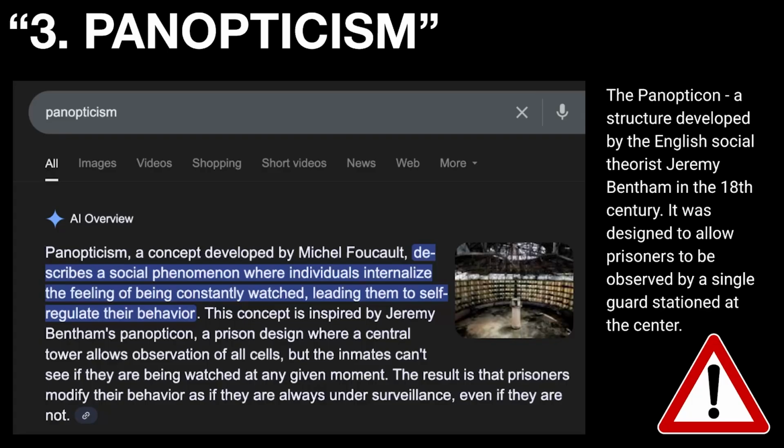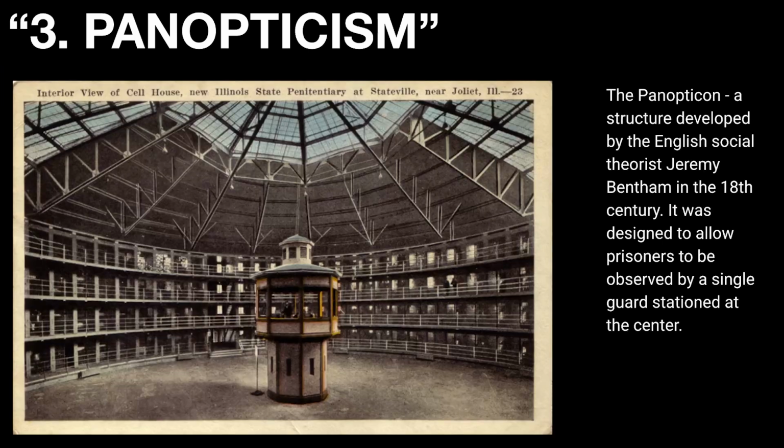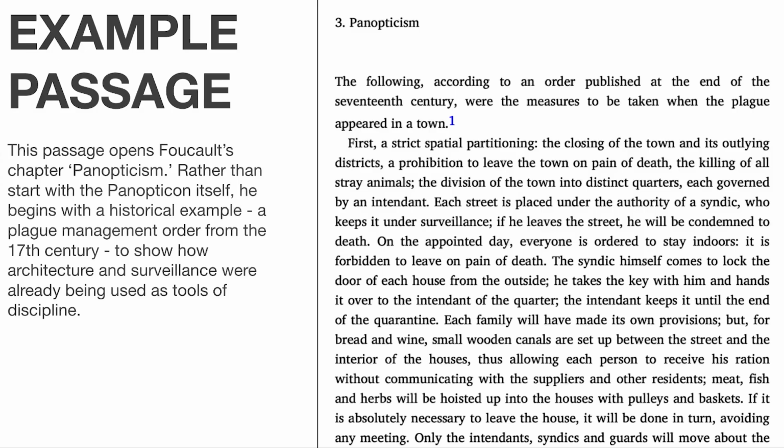We can also see here that the panopticon is a structure developed by the English social theorist Jeremy Bentham in the 18th century. It was designed to allow prisoners to be observed by a single guard stationed at the center of this structure. Here we have an image of the Illinois State Penitentiary. Let's return to the text now.